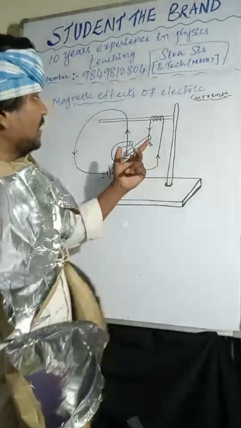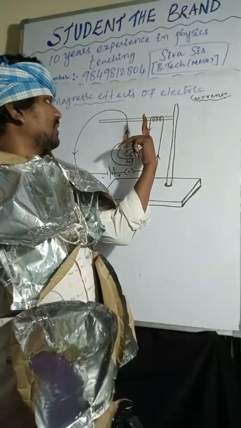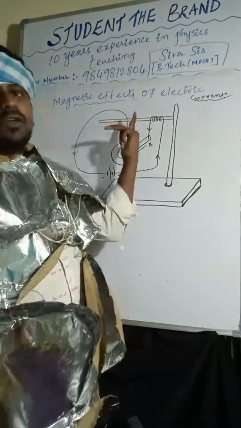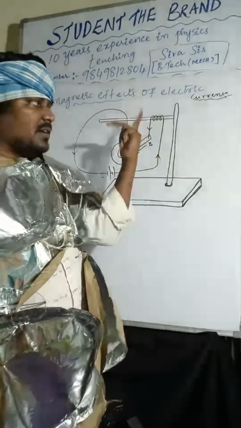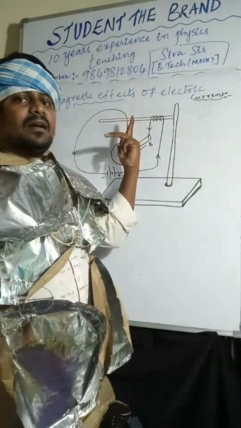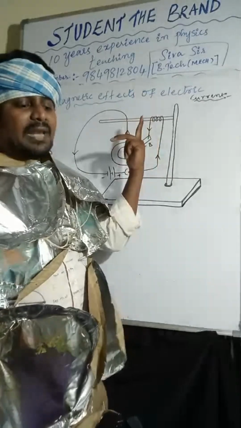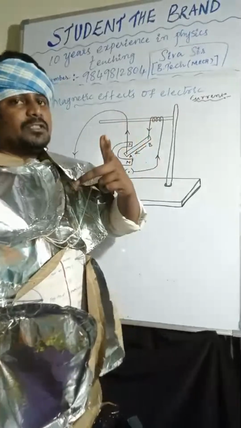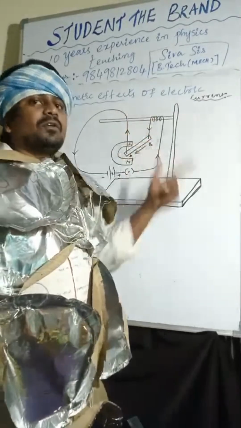Now by placing here, the current is passing in the downward direction and the magnetic field will be upward. So the force will act on the conductor into the board. Right.